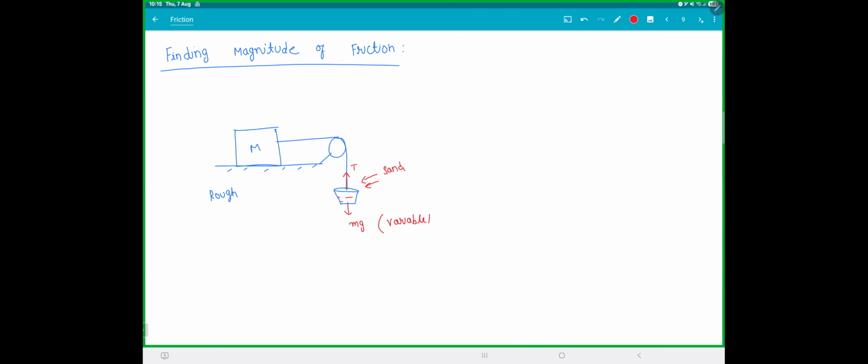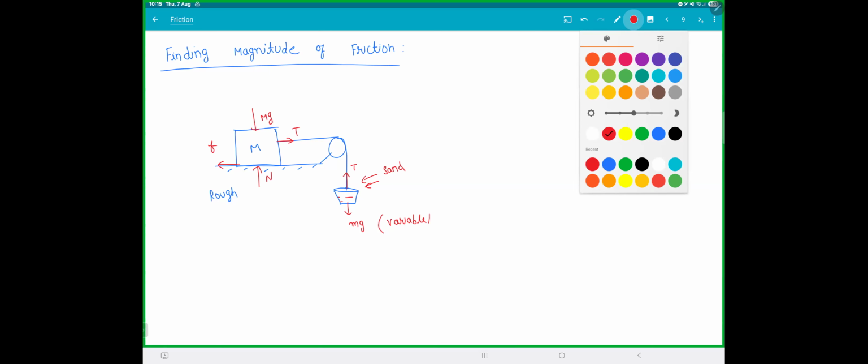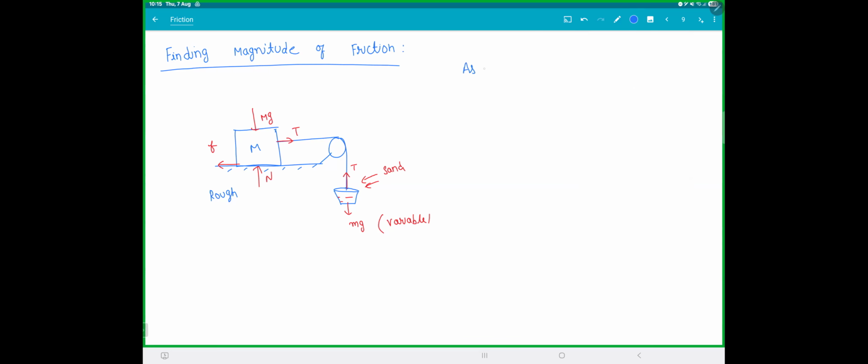This force will be tension. So if the string is pulling to the right, I know friction should act backward to keep it at rest. There is a normal reaction. This is the mg. These are all the forces on the block. Now, as you keep adding more and more sand, we'll notice something. This is what we observe. As m, basically the sand, increases, we notice nothing happens. The block remains at rest. Again, remember, this is an observation.